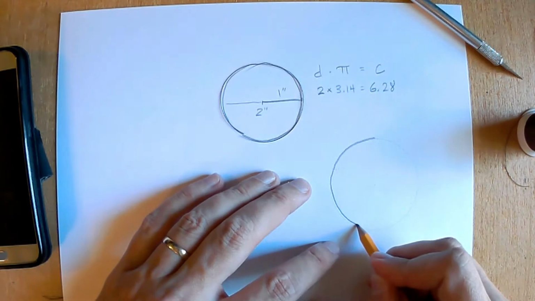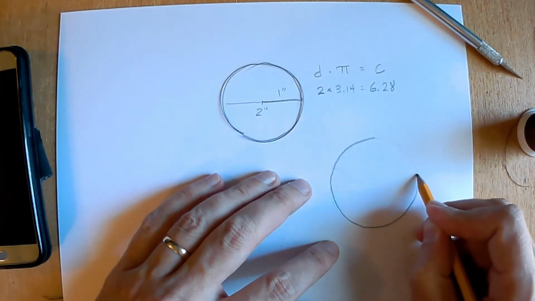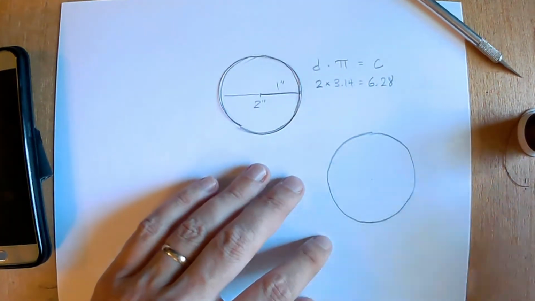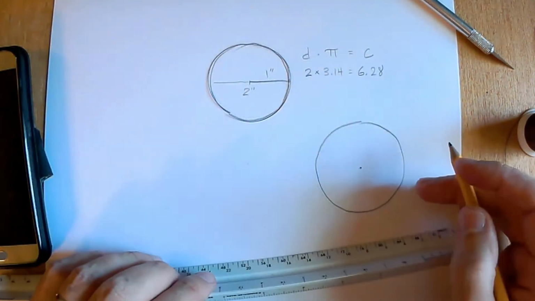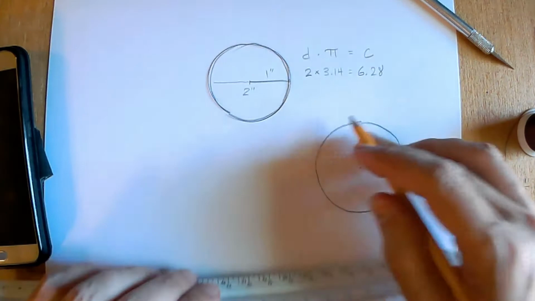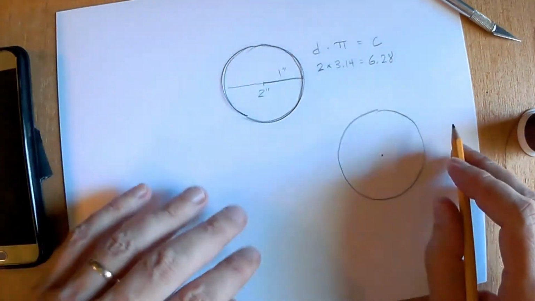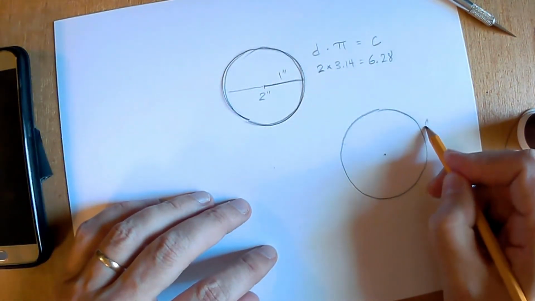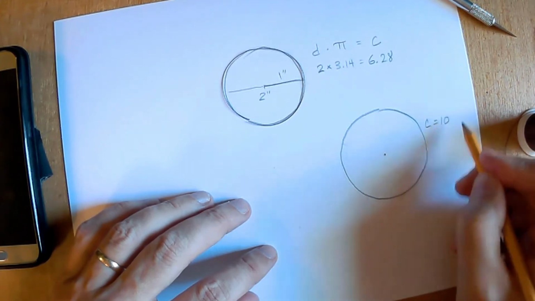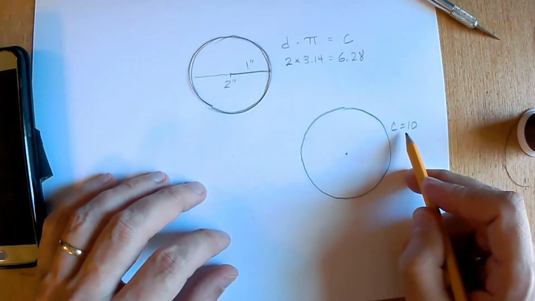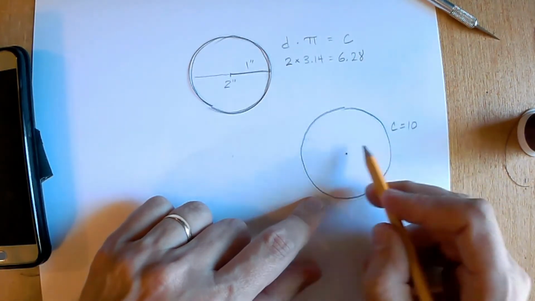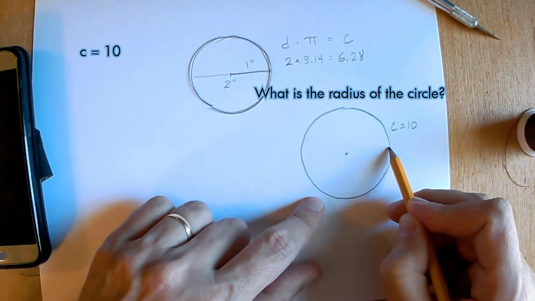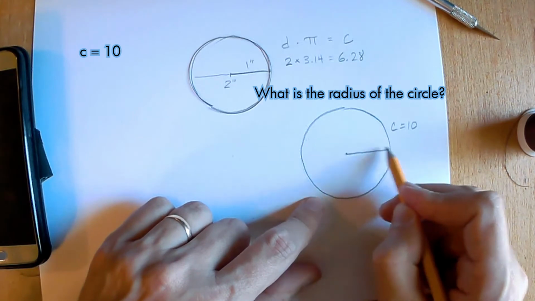And I'll fill that in to make it more obvious. There we go. There's our center point. Now, if we know that the circumference of this circle, let's say, is 10 inches, right? Our circumference is 10. Then how do we find out what our radius is? So we're looking for our radius.